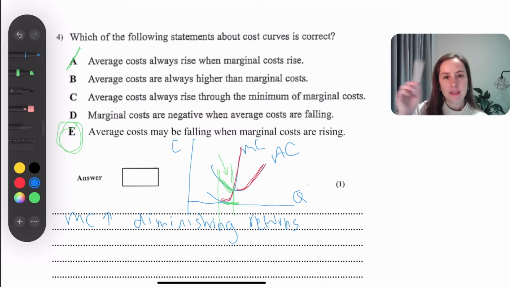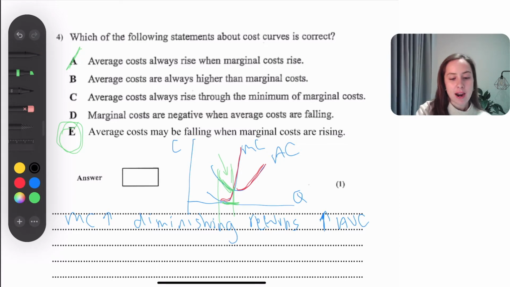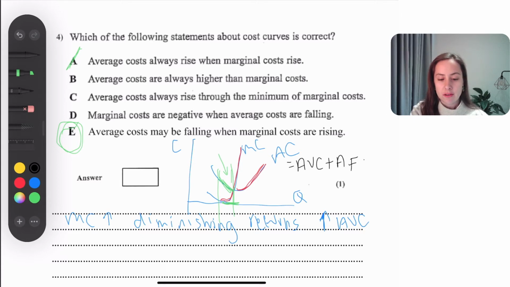But here's a tip. Diminishing returns only impacts your marginal costs and your average variable costs. So when there's diminishing returns, you'll get an increase in your average variable costs. The trick is to remember that your average cost is both your variable costs and your fixed costs.